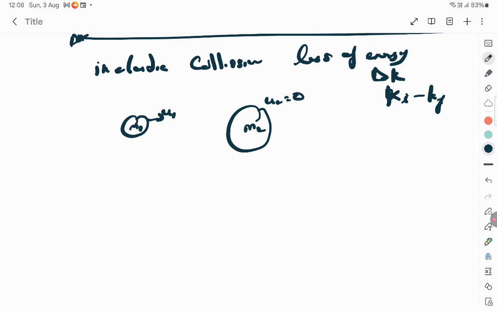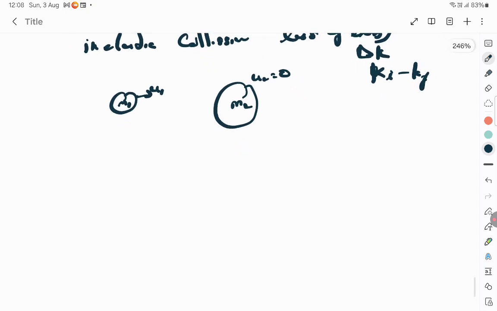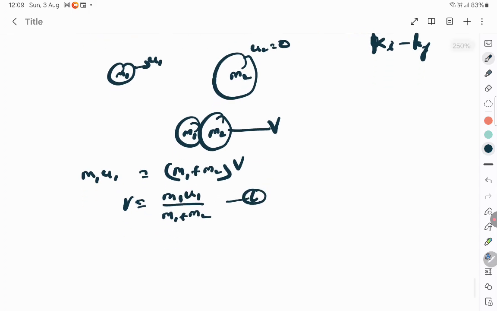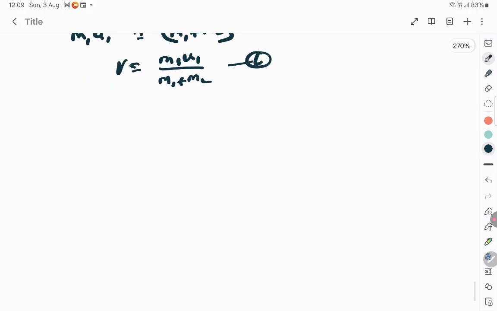So here you can use conservation of momentum. You should understand that both the bodies are going to move as one unit with a velocity v. So initial momentum m1 u1 is going to be equal to final momentum, which is m1 plus m2 into v, from which v is equal to m1 u1 by m1 plus m2. You got the formula for velocity. You can't use conservation of energy. You can only use delta k, which is k initial minus k final.